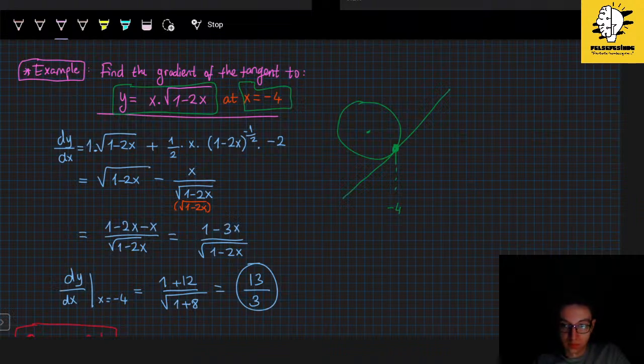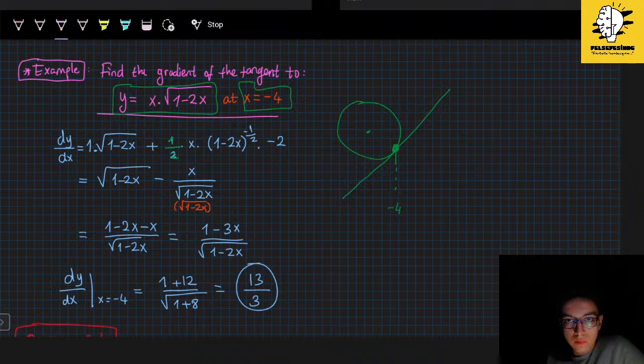Okay, let's take the derivative. First, we don't touch the square root. When we take the derivative of it, it is 1 times square root of 1 minus 2x, plus we have to use the chain rule. We have to take the derivative of the bigger function, 1 over 2, and then this times x, because we don't touch the x here.